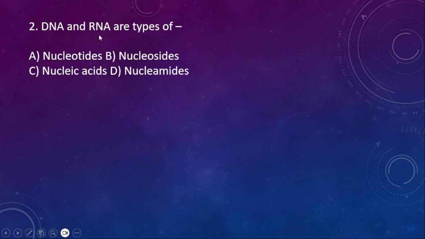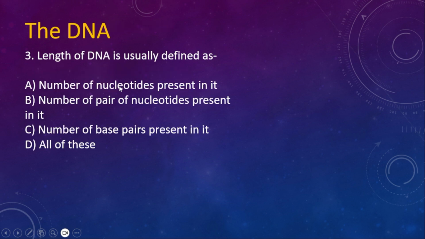Second question, DNA and RNA are types of A, nucleotides, B, nucleosides, C, nucleic acid, and D, nucleamides. Here the right option is option C, that is nucleic acid. We have two types of nucleic acid, that is DNA and then RNA. Number 3, questions from the concept, that is the DNA structure, you will learn much more about it here.